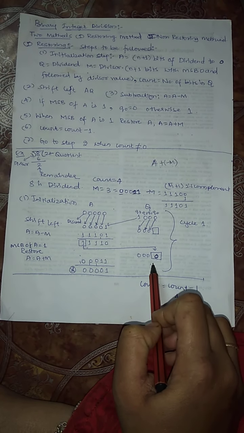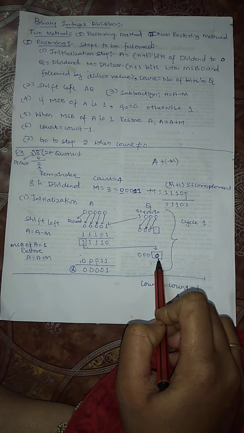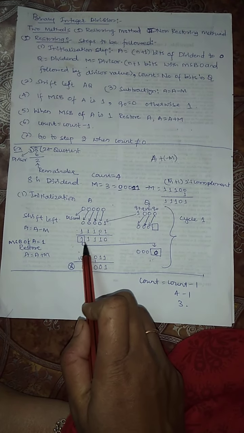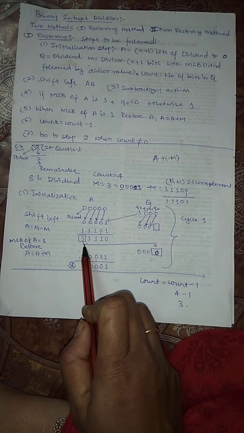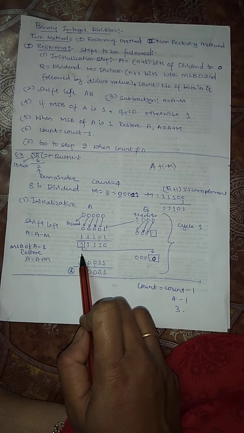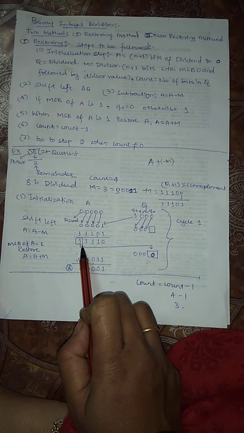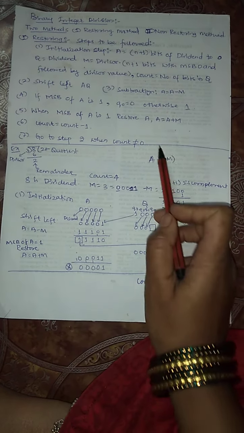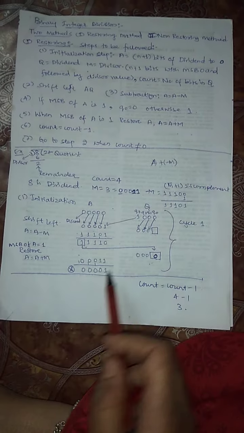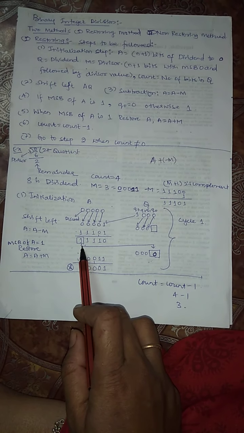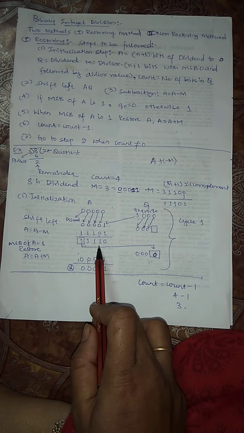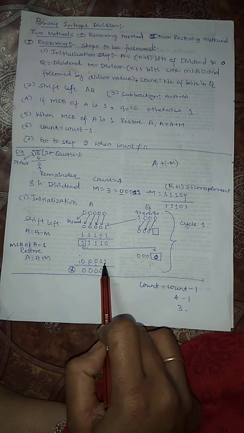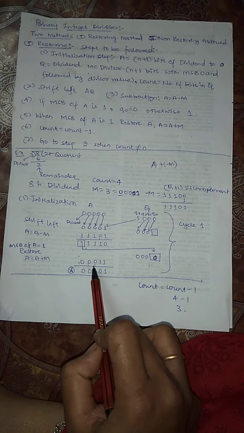Now we have found out this one. Next, find out whether we have to restore or not. For restoring, what are we going to do here? Check the MSB of A again. The MSB of A is 1. So when the MSB of A is 1, we have to do the restoring operation. Restoring operation means A is equal to A plus M. What is A? This is the A we have already got, plus M. What is the value of M? 00011. So A plus M.